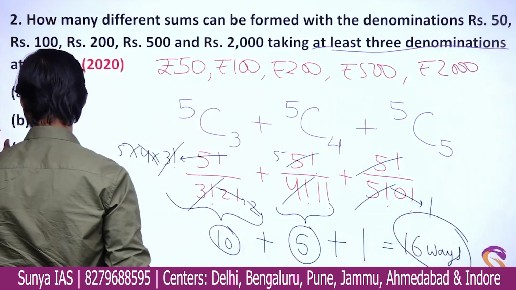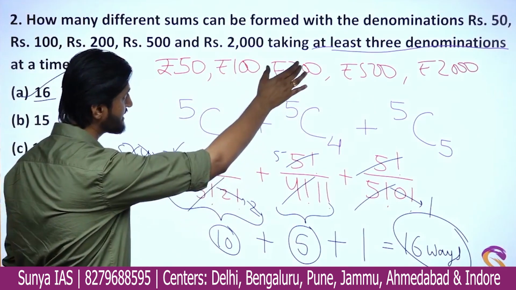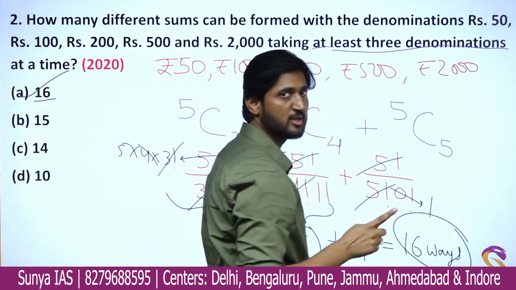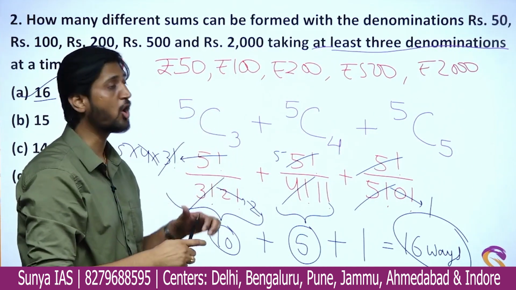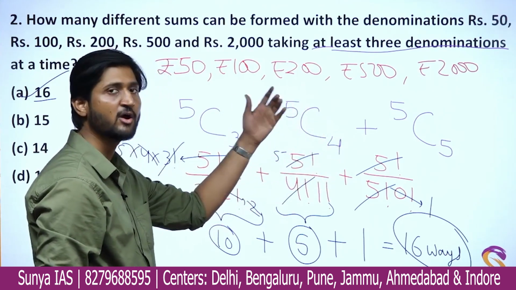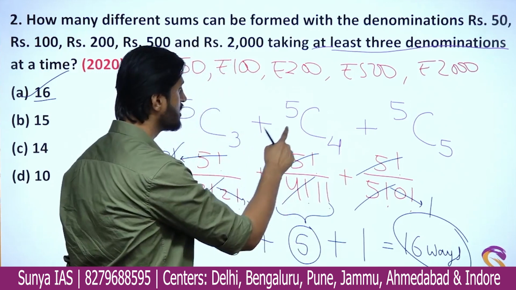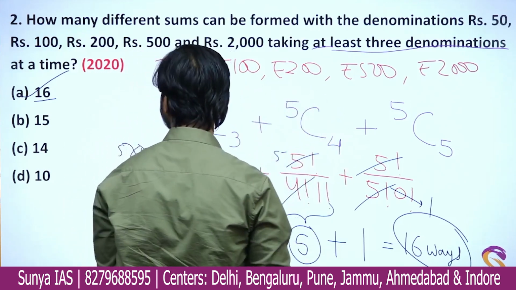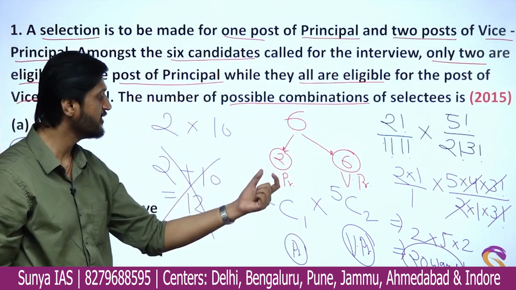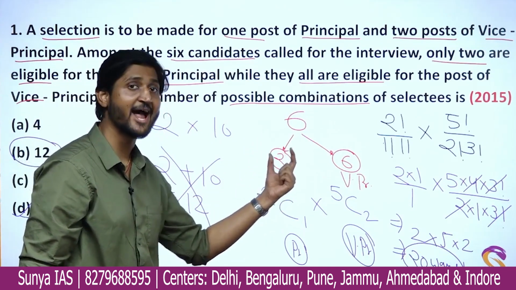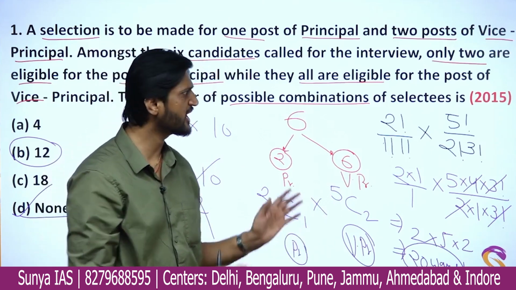So here you can see that you want at least 3 denominations, which means either you can choose 3 out of 5, or you can choose 4 out of 5, or you can choose 5 out of 5. So since there was or, we were adding. Okay? And then in the previous question we had to make both the choices. We had to choose a principal and a vice principal or 2 vice principals. So there was multiplication. Okay, that is the basic idea.